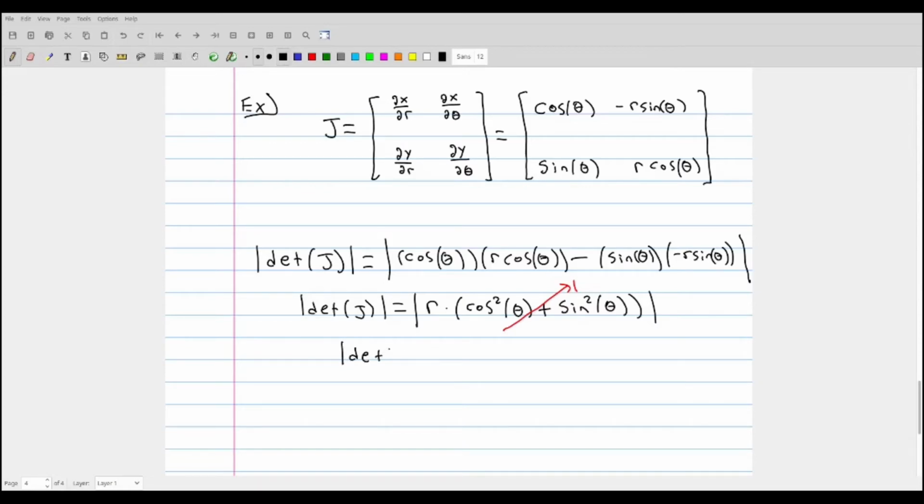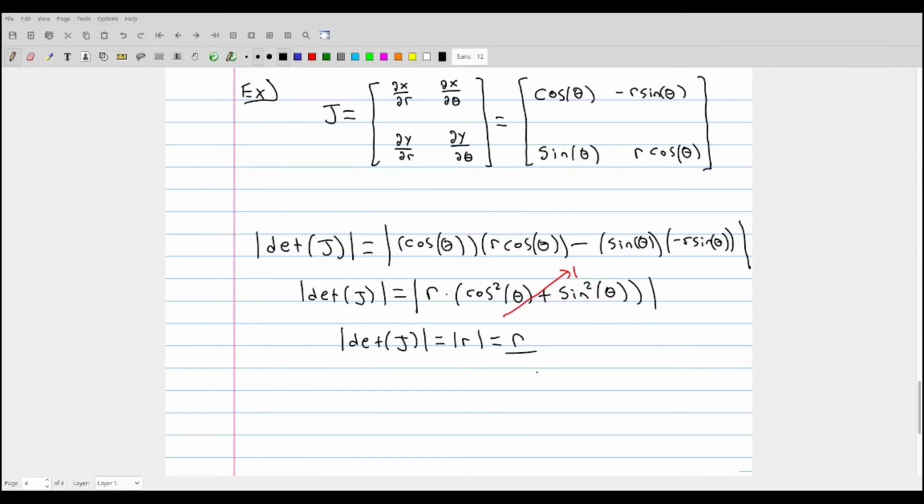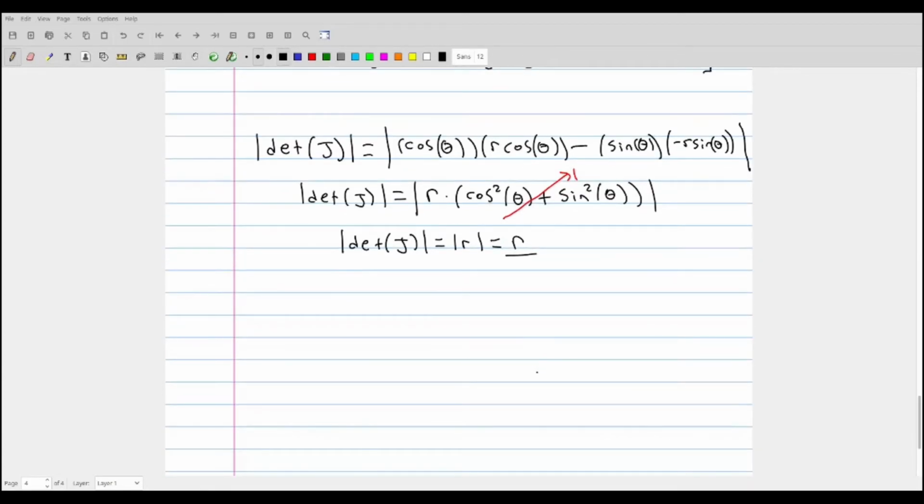So the absolute value of the determinant of the Jacobian matrix is the same thing as the absolute value of r, and r is positive, so this is just equal to r, which is a direct calculation that gives us the value of this Jacobian determinant.